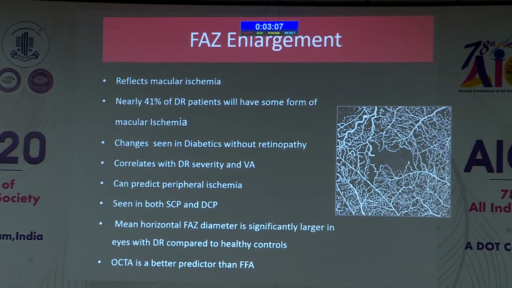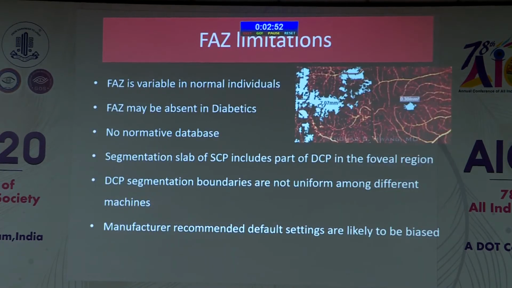FAZ enlargement, as you know, indicates macular ischemia. Changes are seen in diabetics without retinopathy also, and they correlate with the diabetic retinopathy changes seen in both the superficial capillary plexus as well as the deep capillary plexus. The mean horizontal diameter is significantly larger in eyes with diabetic retinopathy when compared to normal patients.